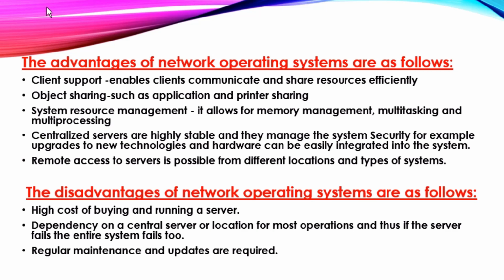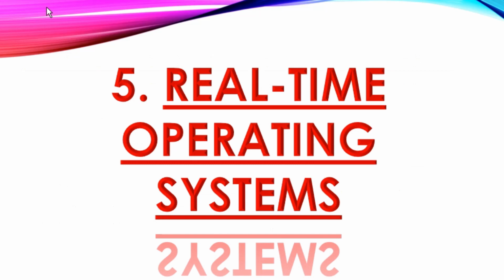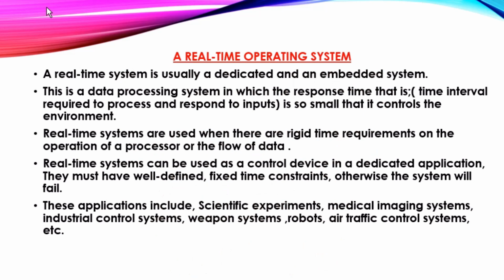Finally, we look at the real-time operating systems. A real-time system is usually a dedicated or an embedded system. This is a data processing system in which the response time, that is the time interval required to process and respond to inputs, is so small that it controls the environment. These systems typically read from and react to sensor data. They must guarantee response to events within fixed periods of time to ensure correct performance.